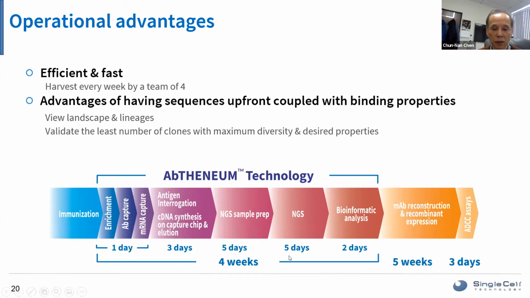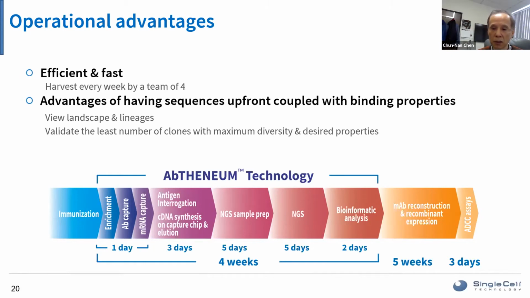And the rest of it takes another 3 weeks or so. And so within a month, we actually get the data from the harvest of the lymph node cells from the immunized animals. At that point, we will work with the partners to decide which ones to reconstruct, and we send them out for reconstruction and recombinant expression of the antibodies of interest, so they can be looked at.